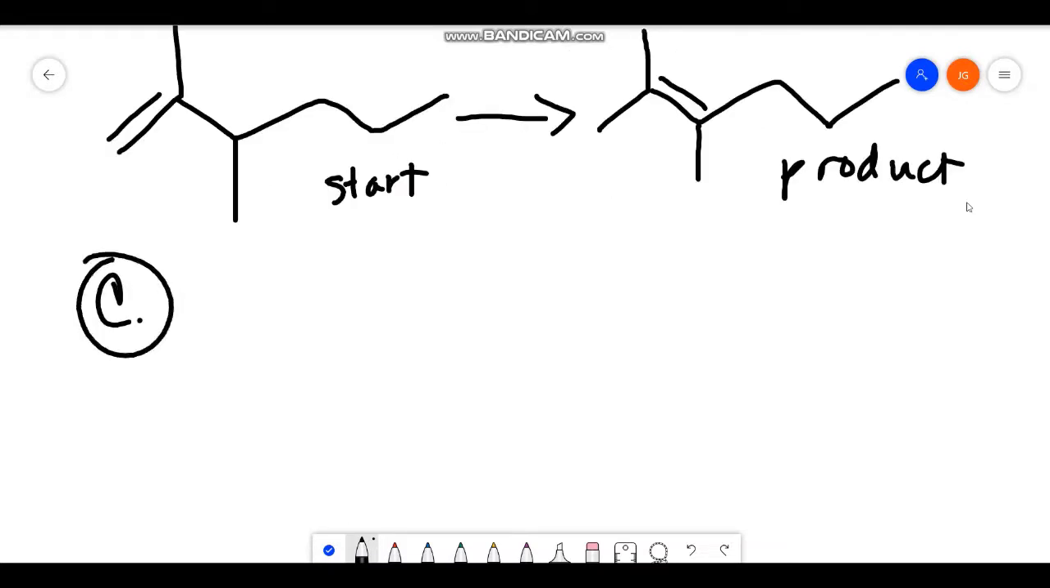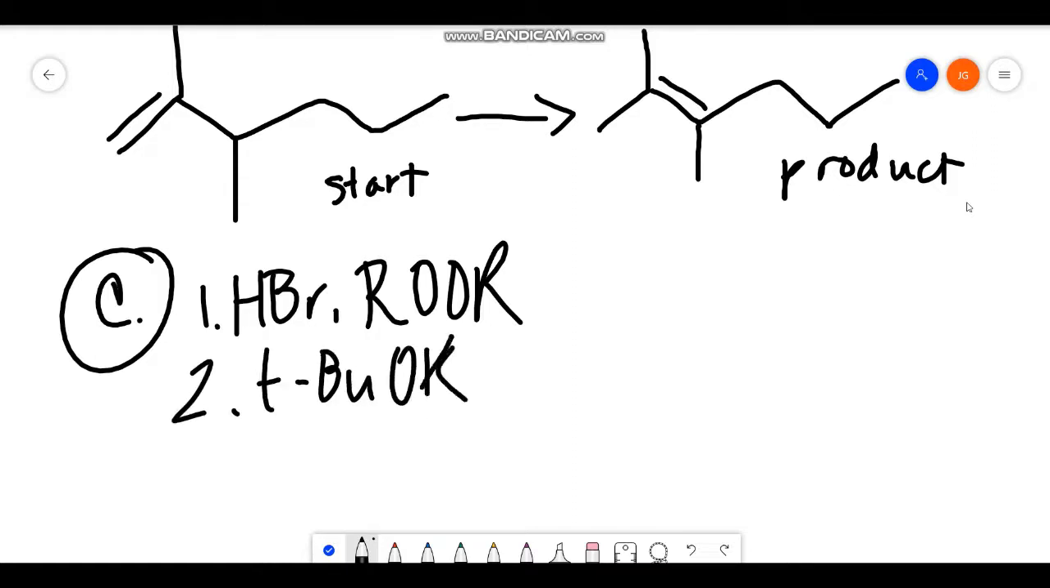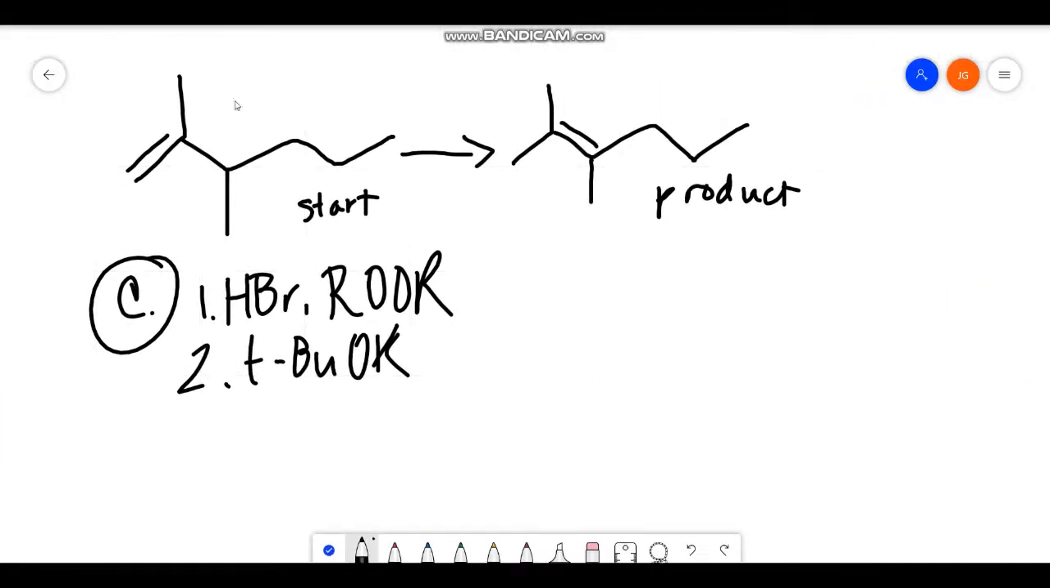So we saw that options A and B were both wrong. Option C is going to have our first step being HBr and ROOR, a peroxide, remember? And our second step is going to be TBUOK. We saw step 1 in option A, step 2 in option B. So if you remember the original 4 options that we had, they were all just variants of one another. So you start to see a pattern. Let's do step 1 first. Well, I'm not going to waste time showing you how to do it again. That's at the beginning of this video. We already did this step.